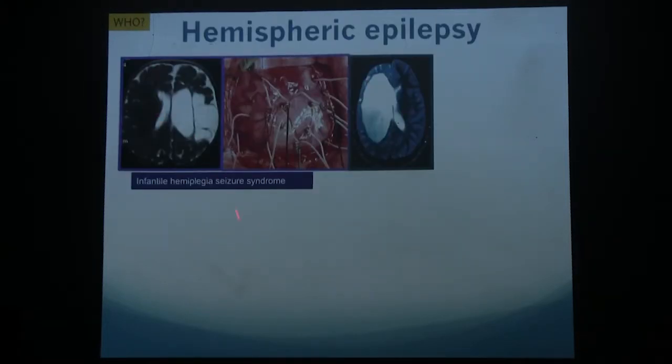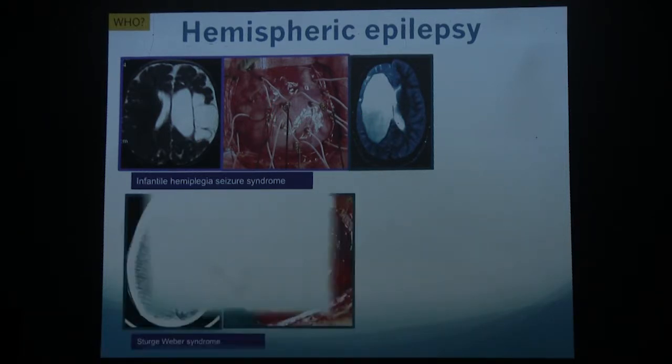So who are the possible candidates for this kind of epilepsy? This is one condition that is very common. This is a rare disease, but in the population of people with hemispheric epilepsy, you have this particular syndrome in which these children have an intrauterine vascular insult which destroys one whole hemisphere, as you can see here. And so this is a very good candidate for a hemispheric epilepsy surgery.